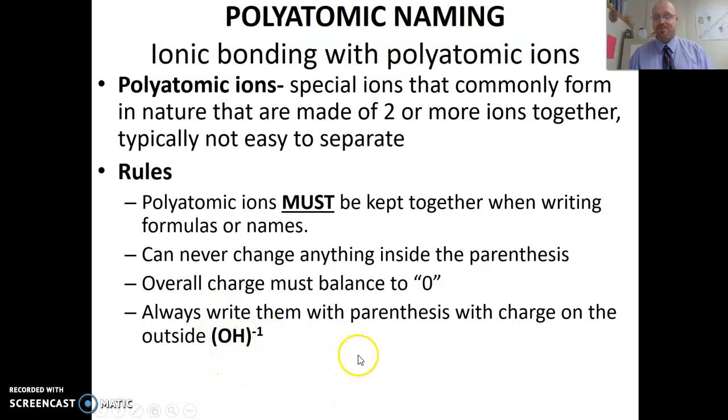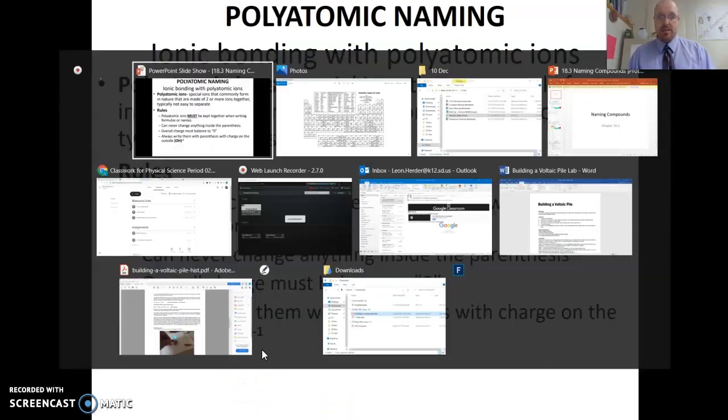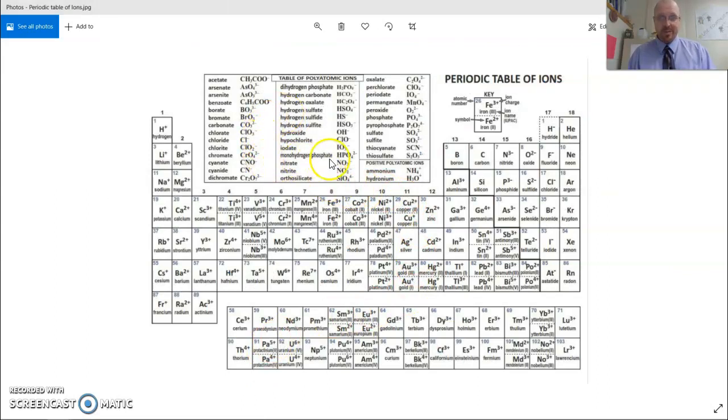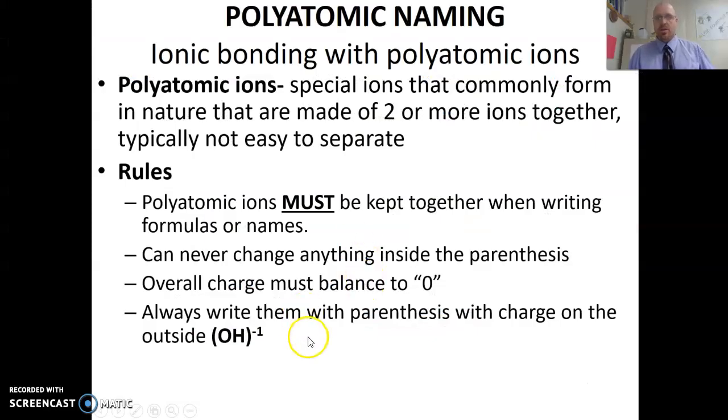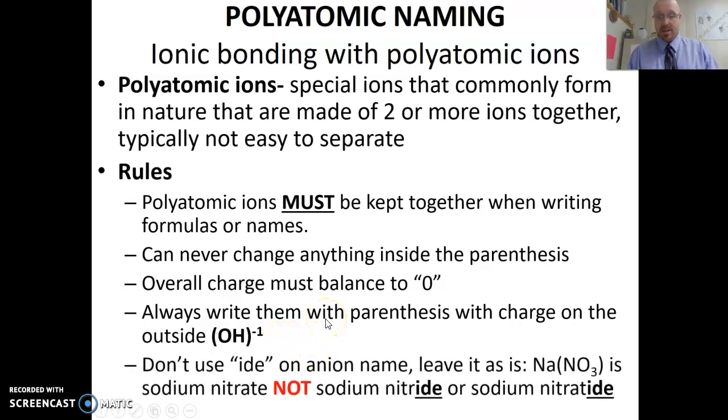So for instance, OH, which is a hydroxide, I believe. Double check. Yeah, hydroxide, and negative charge. All right, so, and it has a -1 on the outside. You don't use "ide" on the anion name, you just leave it as it is. NaNO3 is sodium nitrate, not sodium nitride or sodium nitritide. Okay, so once it has that polyatomic, you would just name the polyatomic, so it's sodium, and then the name of the polyatomic ion. We don't change it.